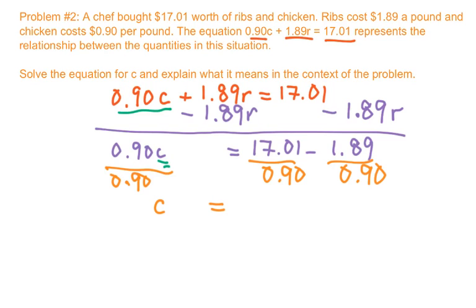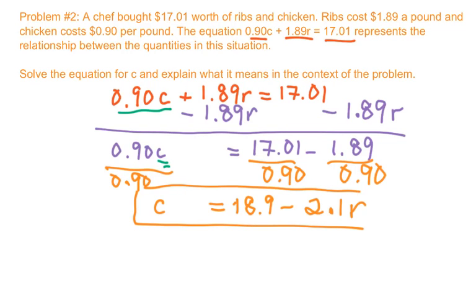When I use my calculator to divide 17.01 by 0.90, I get 18.9. And when I use a calculator to take 1.89 and divide it by 0.9, I got 2.1, and I need to put the R there. So now you could see that I solved for just the variable of C.